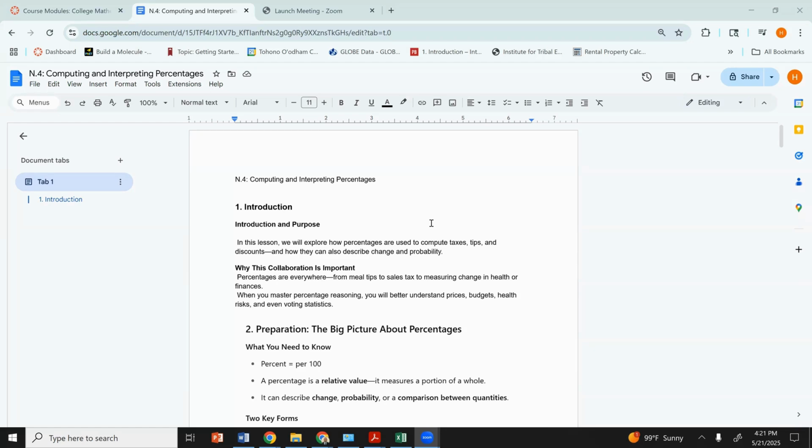So why is this collaboration important? Because percentages are everywhere. You hear people talking about percentages all the time, from tips to sales tax to measuring change in health data and in finances. So it is very important to understand how to use them and how to interpret them.